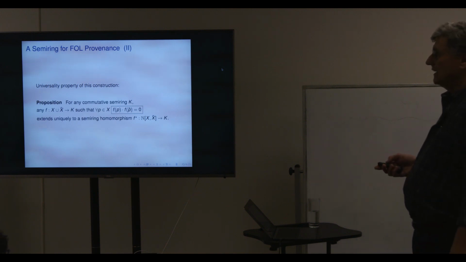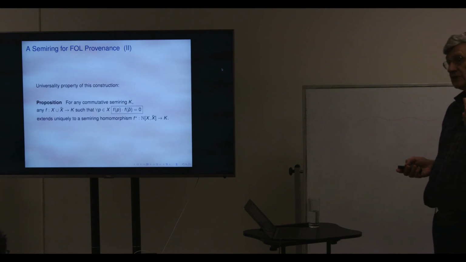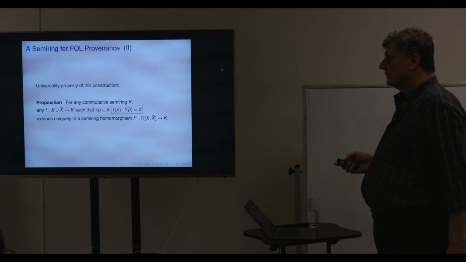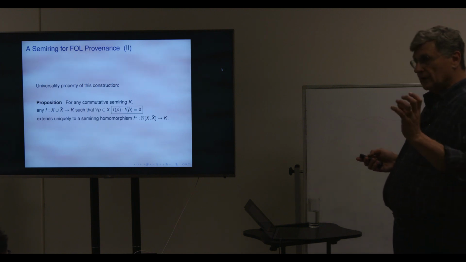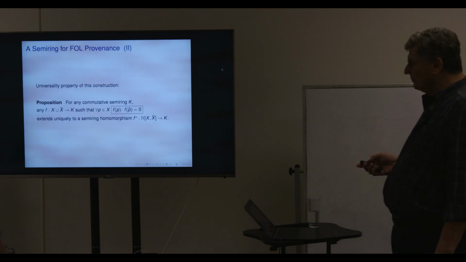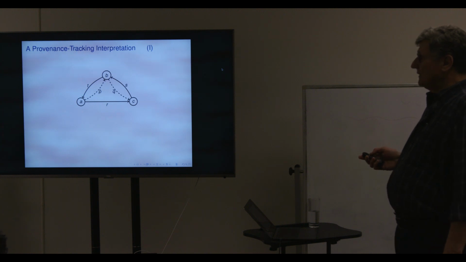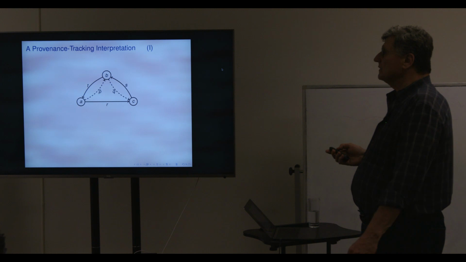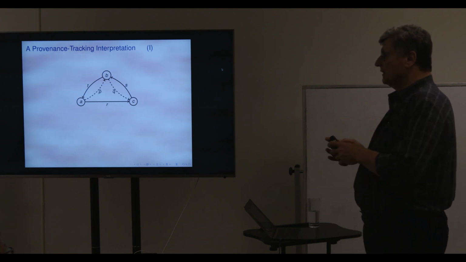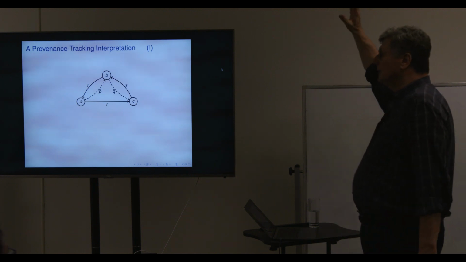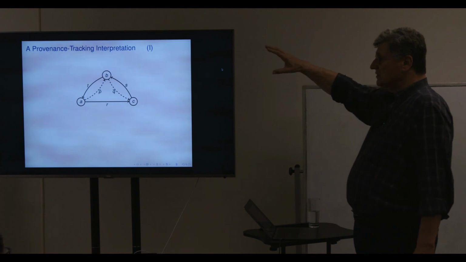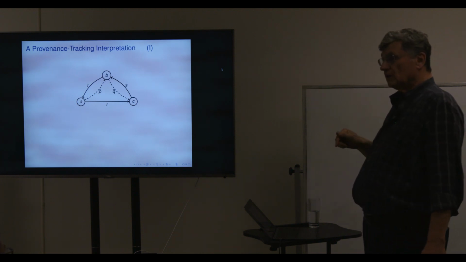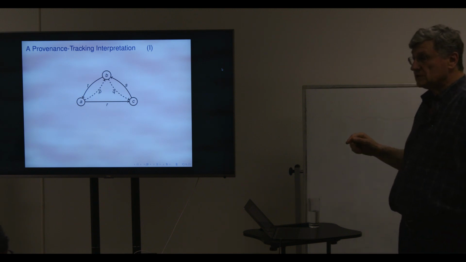This is the universality property of this construction, which is similar, but you have to assume that p and p bar are mapped to elements whose product is 0. And this is how we use it. So we call this thing a provenance tracking interpretation. So what we're going to do is use an interpretation for the model in the semiring of dual polynomials. The semiring of dual polynomials is a semiring.